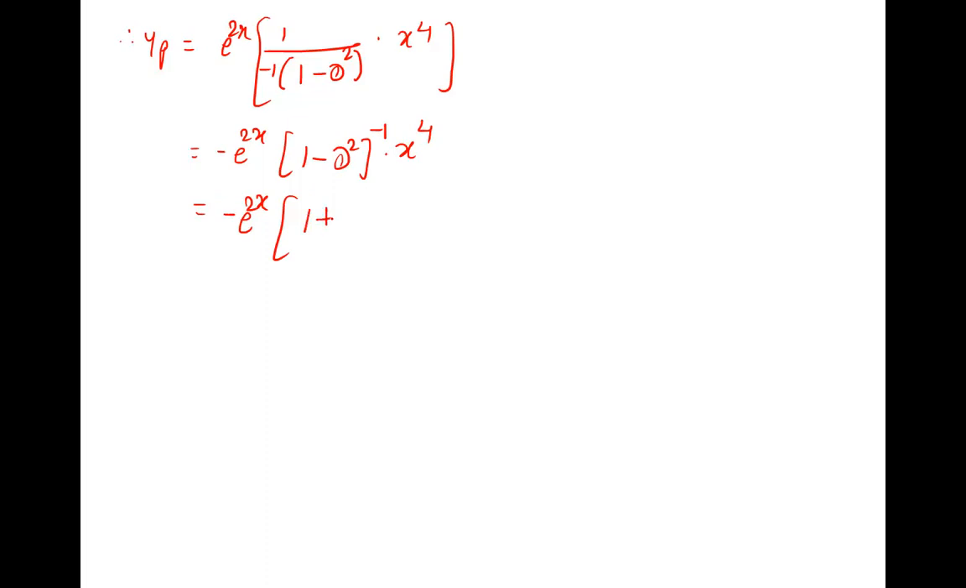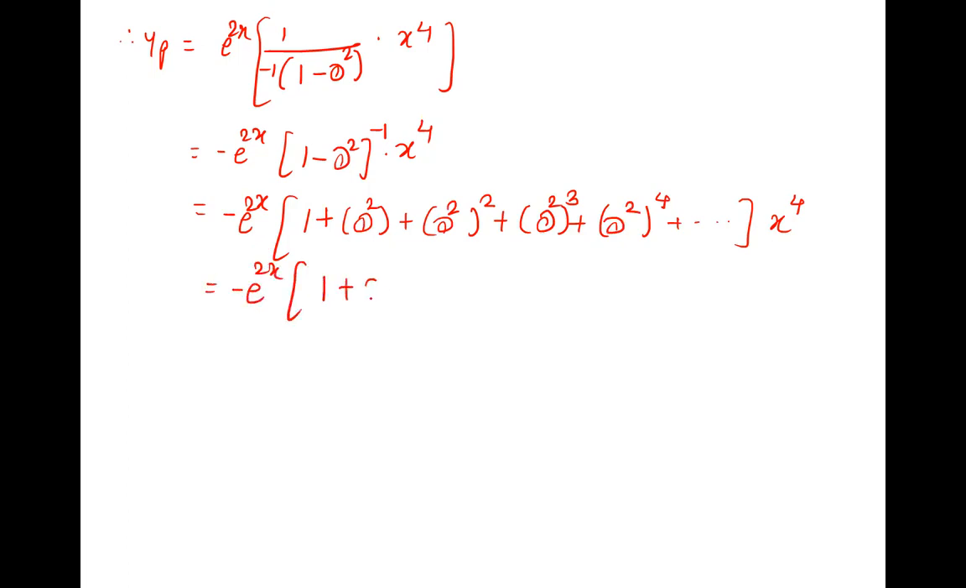1 plus x plus x square plus x cube plus x raised to 4. We write up to this, right? As we have x raised to 4, we write up to 4 and then so on. So our x is D square. We are writing that D square everywhere. So now open it, 1 plus D square plus this is what? D raised to 4. This is D raised to 6, then D raised to 8 and so on, right?